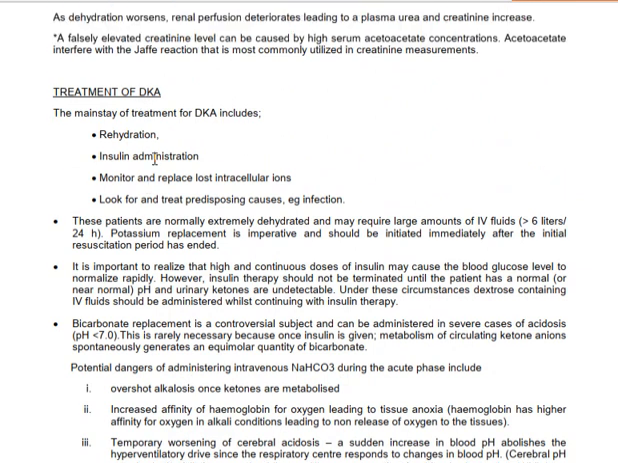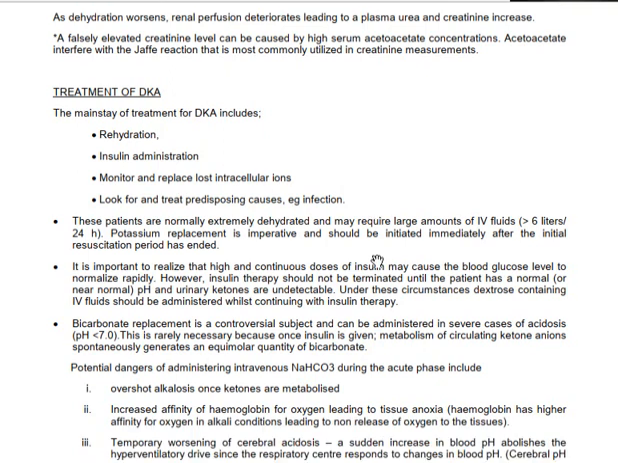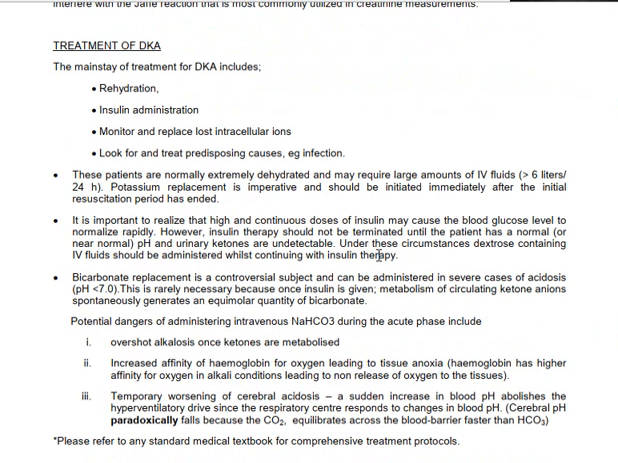To treat diabetic ketoacidosis, the mainstay of the treatment is rehydration. It is the first thing that you do. You do insulin administration for hyperglycemia. You do the monitoring and replacement of intracellular ions, particularly potassium, because that's the most detrimental ion in the human body. And you have to look for and treat predisposing causes such as infections. You have to find the cause of the disease. So those are the different things. You can also treat the acidosis in this case.